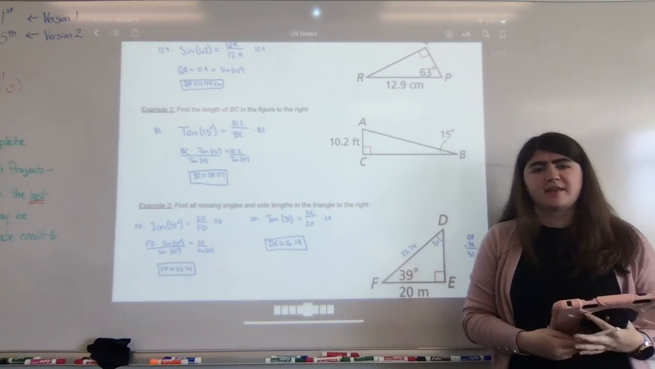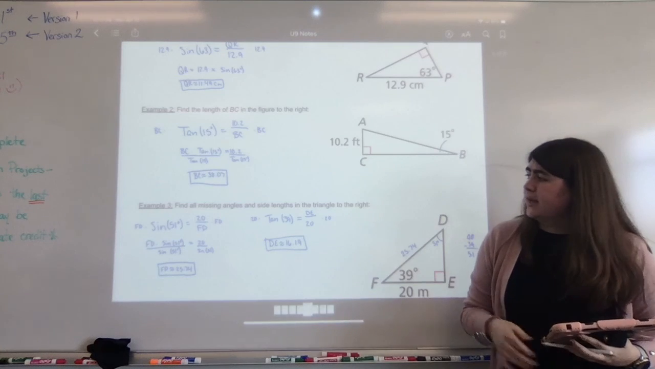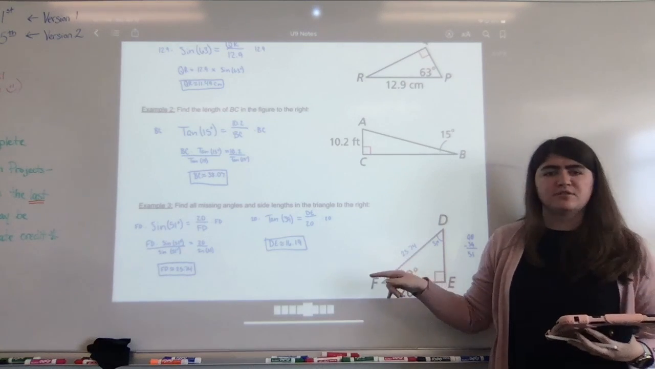Okay, this is where we're going to stop for today. We'll pick back up and actually solve for our missing angles in our next section.